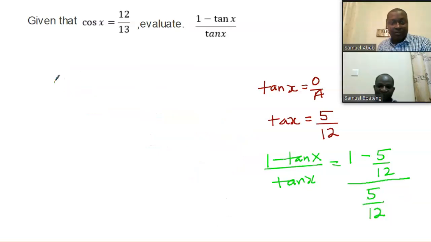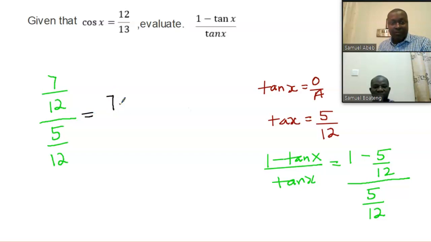We have 12 minus 5, which is 7. So 7 on 12. I'm going to simplify. Divided by 5 on 12. So dividing two fractions, you flip: 7 on 12 times 12 on 5. The 12 will cancel the 12, so we are left with 7 on 5.